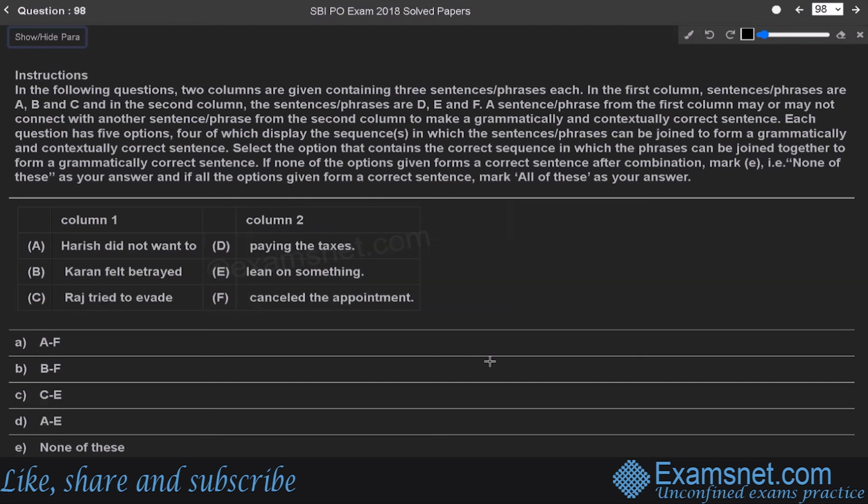Next question also has the same directions. Here, column 1 consists of the phrases Harish did not want to, Karan felt betrayed, and Raj tried to evade. Column 2 consists of paying the taxes, lean on something, and cancel the appointment. Here you can see that parts A and E forms a logical sentence, which is Harish did not want to lean on something. Therefore, we can say that the correct option here will be option number D, which is A and E, since A and E form a logical sentence. So correct option is option number D here.